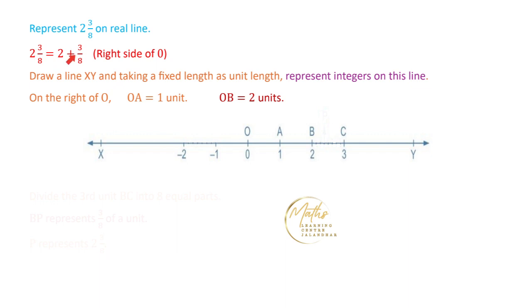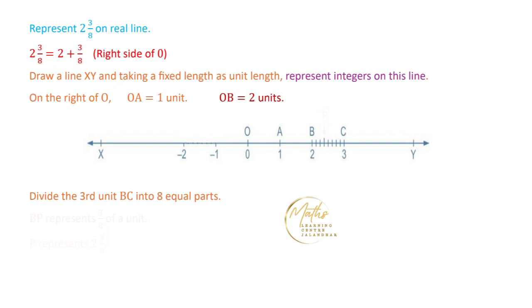The denominator over here is 8. We are talking about the number 3 by 8. It means we have to divide this portion between B and C in 8 equal parts. Now to divide this portion in 8 equal parts, we are going to mark certain points. How many points are we going to mark? We are going to mark 7 lines over here. So we have divided the portion between B and C in 8 parts.